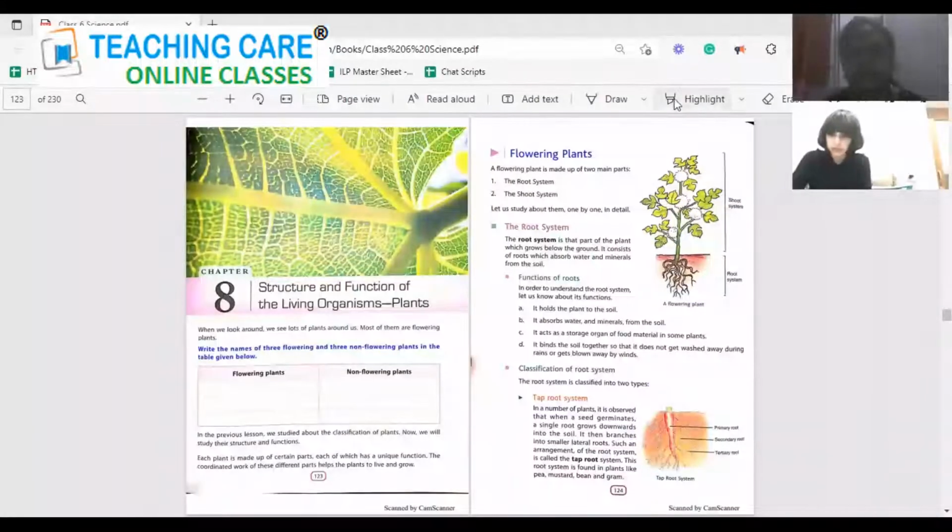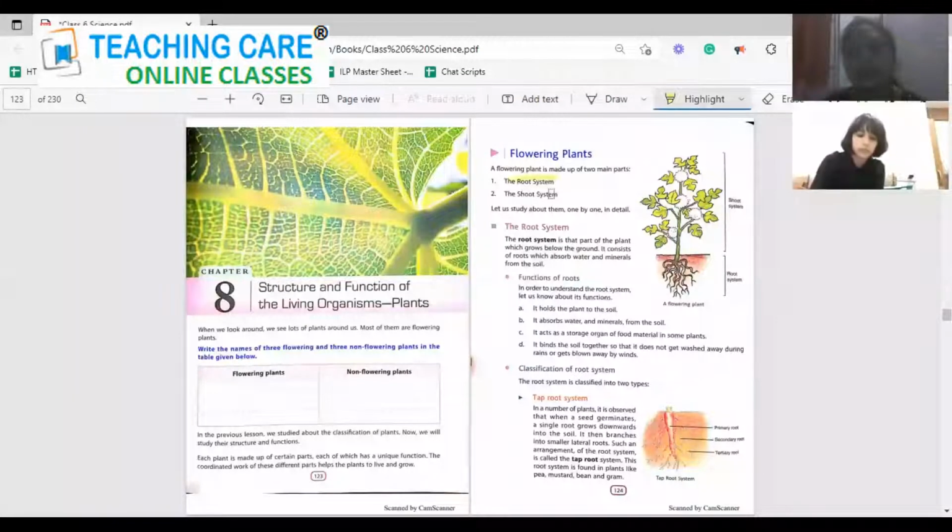So I'll highlight it for you. One is the root system and the shoot system. What are the two systems involved? Ma'am, root system and shoot system. Okay. So the root system grows below the ground, isn't it? What do you think is the function of a root? Ma'am, it consists of roots which absorb water and minerals from the soil. Very good, this is the key point. Its main function is to absorb water and minerals from the soil and distribute it to the rest of the parts in the plant.